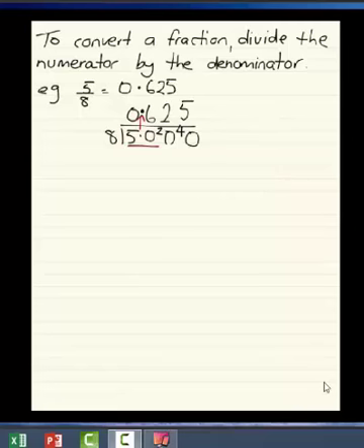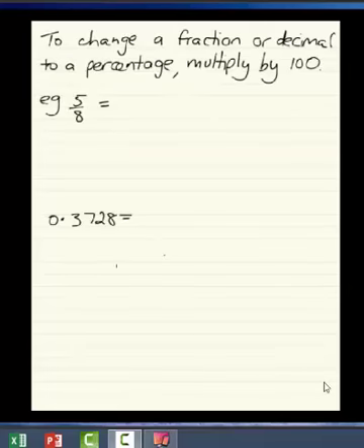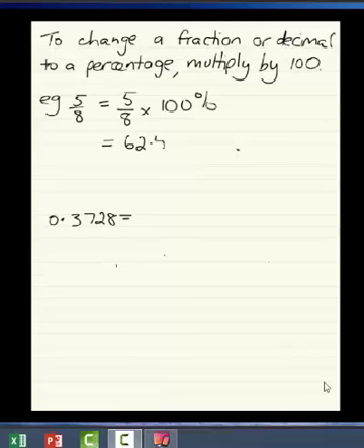So to change a fraction or a decimal to a percentage, we do the same thing for both. You multiply it by 100% because percentage is always out of 100. So 5/8, 5/8 of 100%, we should end up with 62.5%.